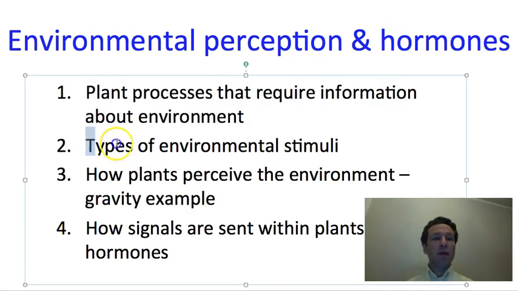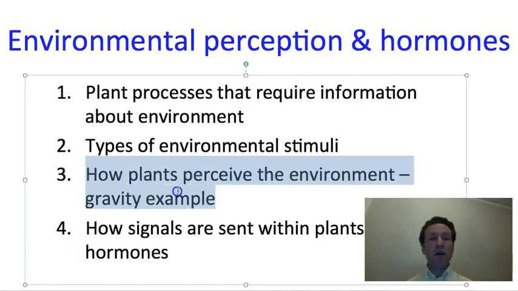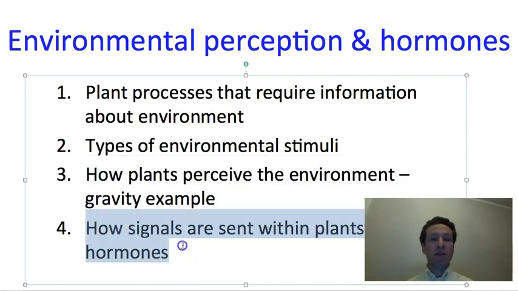Next, we'll talk about different kinds of stimuli from the environment that a plant can sense. We'll go through a list of about 8 of those. Then we'll talk about how plants perceive the environment more specifically for one example, which will be gravity. As we go through the next couple lectures, we will also talk about how plants perceive other stimuli like light. And then we'll spend most of today's lecture talking about how plants send messages within their body. And we'll see that the molecules that do this are called hormones, and there are several different plant hormones.